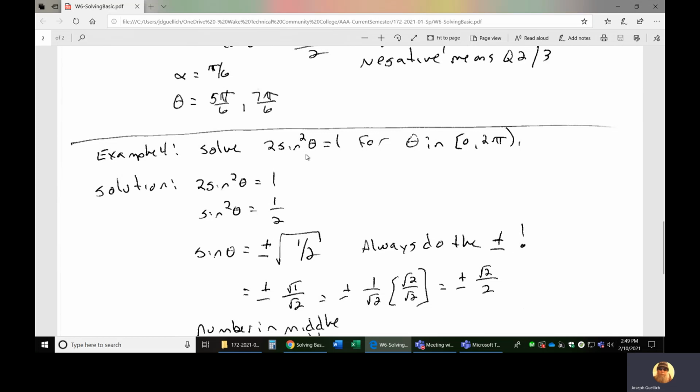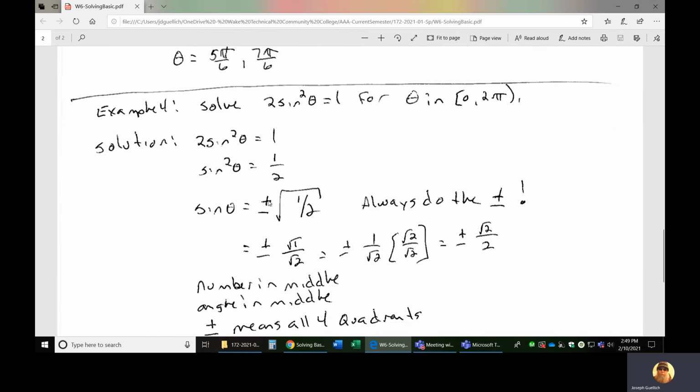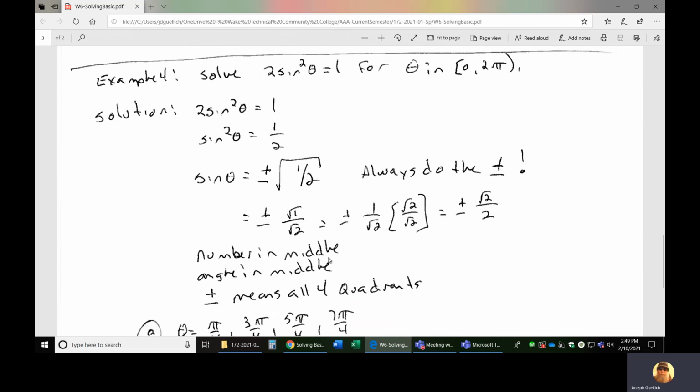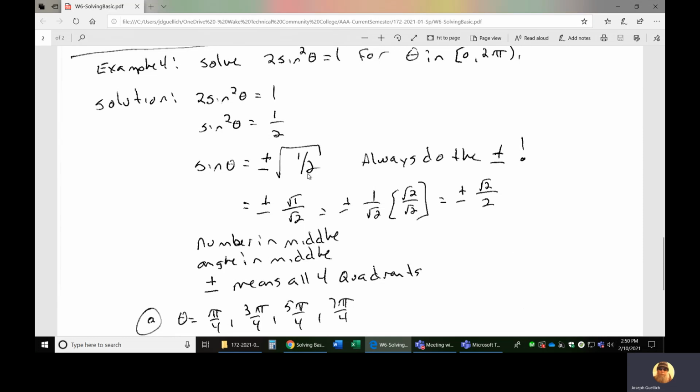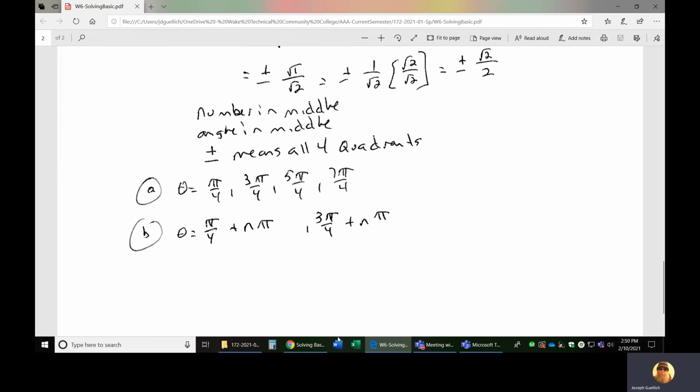I'm together now. 2 sine squared theta equals 1. Divide by the 2, apply the square root. Remember, you have to do the plus or minus whenever you solve for that square. If you don't, then you just don't get all the points. So again, square root of 1 over 2, you may or may not recognize it. So I go through the rationalizing process. Oh, I know what that is. All righty, so it's plus or minus. That means all 4 quadrants are going to have an answer. This is a number in the middle, so angle in the middle, and you can see my answers there.